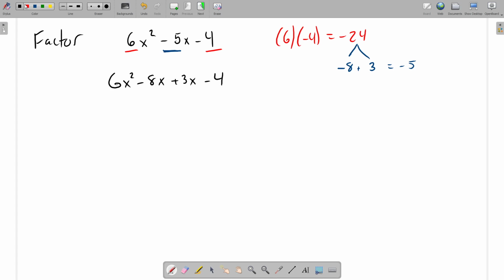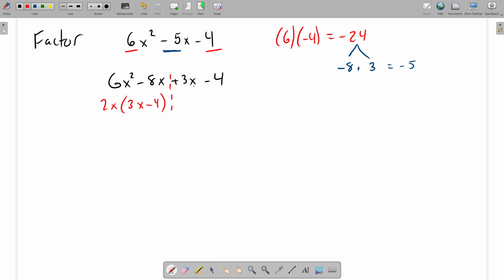Now we're going to leverage factor by grouping, which means we're going to take this 4-term quadratic and cut it down the middle. We're going to look at the two terms on the left, 6x squared and negative 8x, looking for a greatest common factor. The greatest common factor between those two is 2x, and we're left with 3x minus 4.